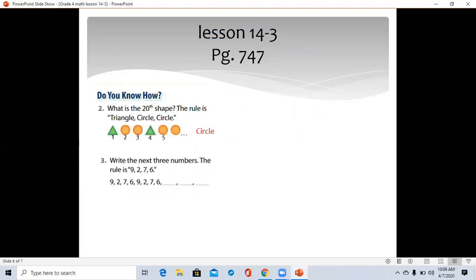Question number 3. What are the next 3 numbers in the rule? 9276, 9276. I can see that the pattern is 9276. So after the 6, it would be a 9, then a 2, then a 7. Feel free to pause your video so that you can write your answer.